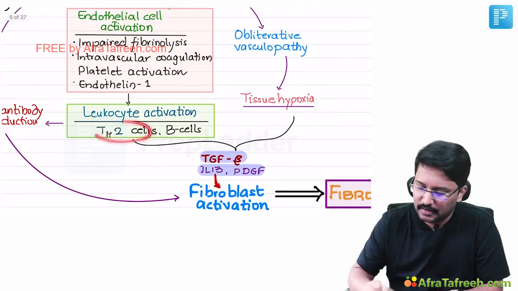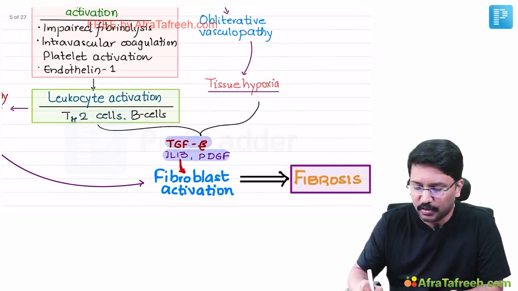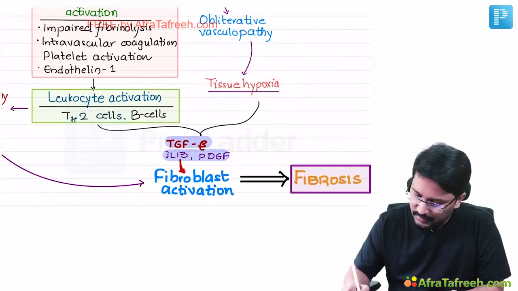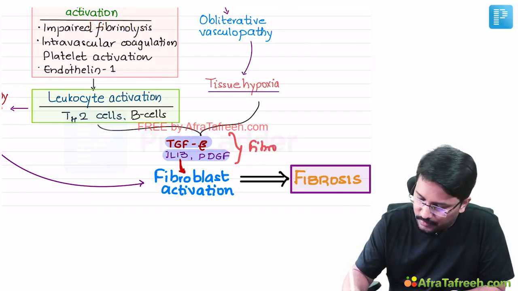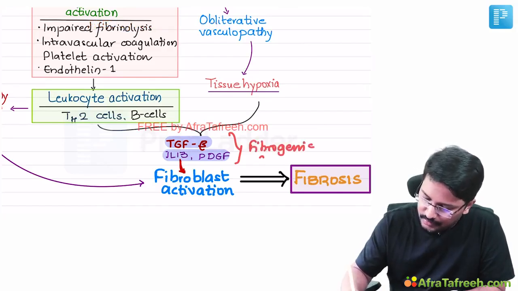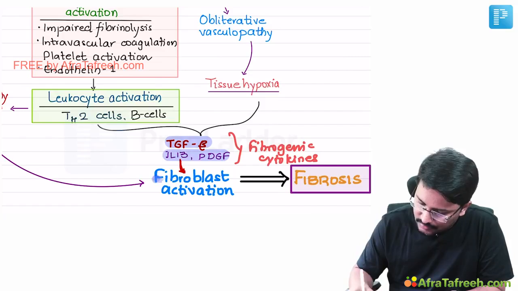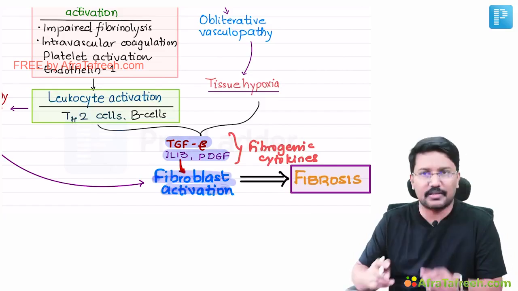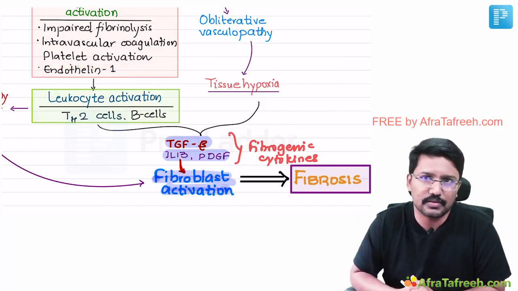So, these activated T cells and B cells, in response to hypoxia, produce fibrogenic cytokines. What do these cytokines do? They activate the fibroblasts, and once the fibroblasts are activated, they lead to tissue fibrosis, right?